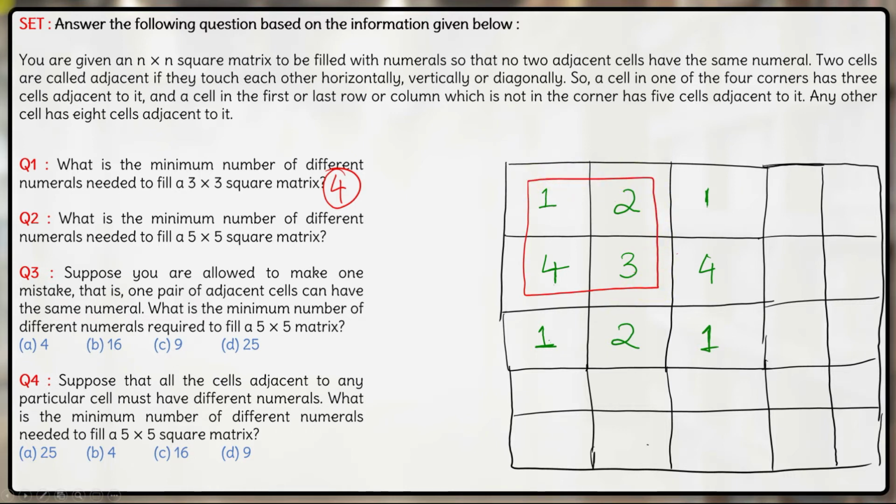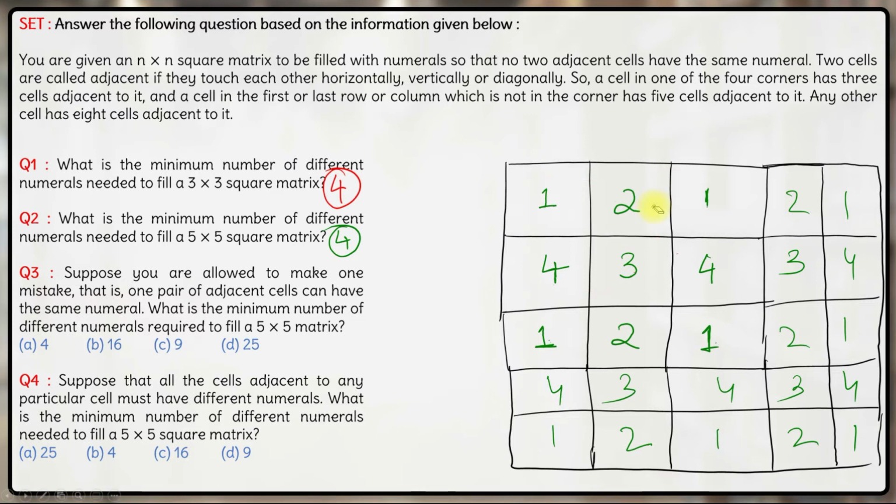Now this sequence 1 2 3 4, if you repeat, we'll have 1 2 3 4, 1 2 3 4, 1 2 3 4, then 1 2 3 4, 1 2 3 4 here, and 1 4 1 4 1. Okay, so even for a 5 by 5 matrix, the minimum numbers required is 4 only, right?